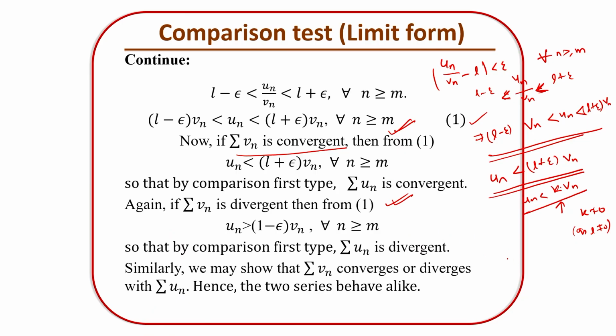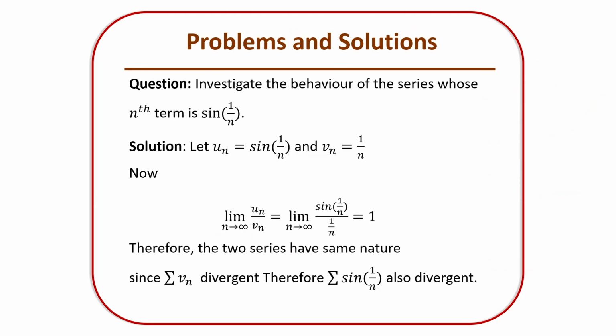Similarly, using this theorem, L minus epsilon into Vn is less than Un. So that means if Un is diverging, then that leads to the series Vn diverging, and that means both behave equivalently. Now look at some problems.